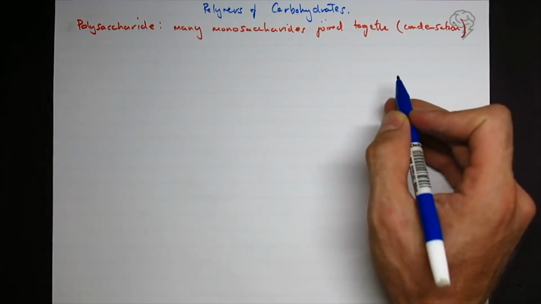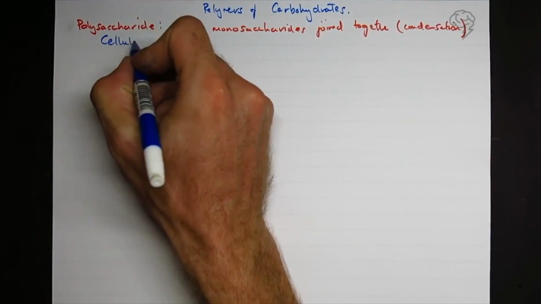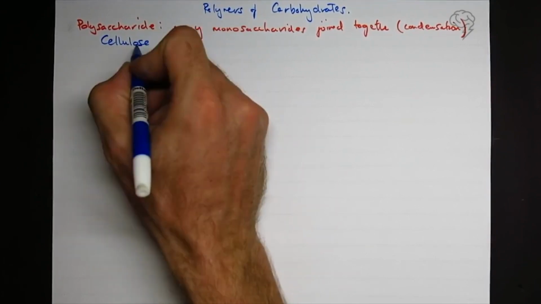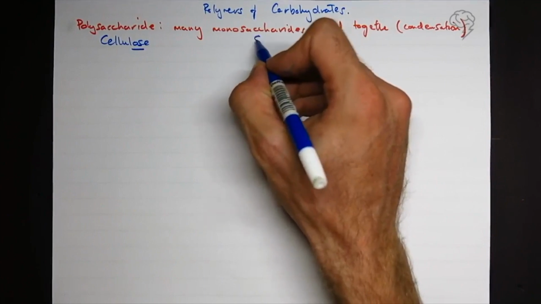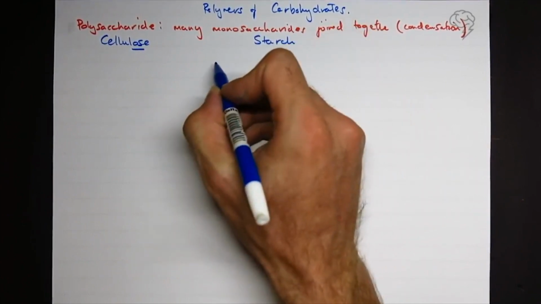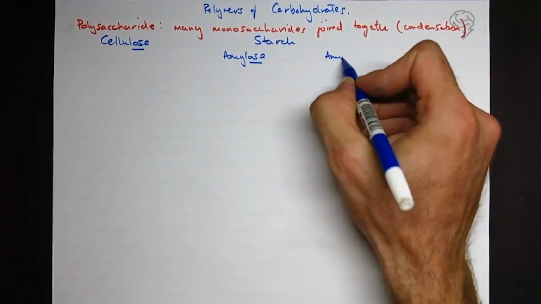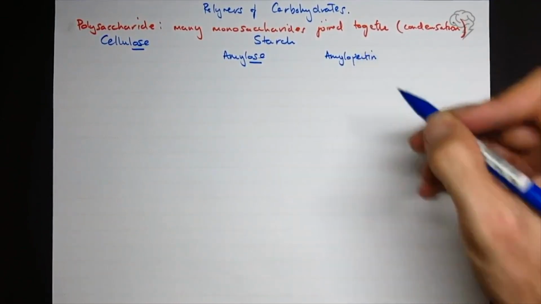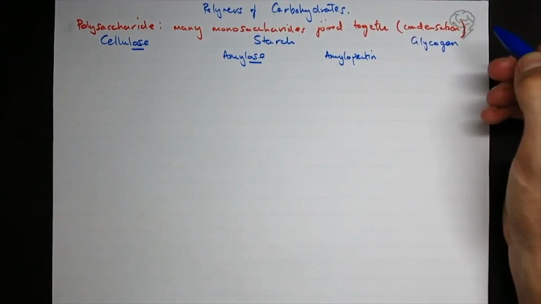The polymers, there's 4 that we need to know the names of. We have cellulose. Again, we've got our OSE. Now, there's 2 that live within the same family. We've got starch, and starch is made from 2 things, amylose and amylopectin. And the last one is glycogen. So we're going to do these in 4 columns.